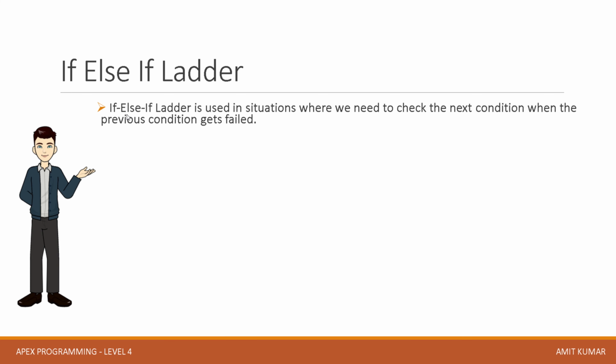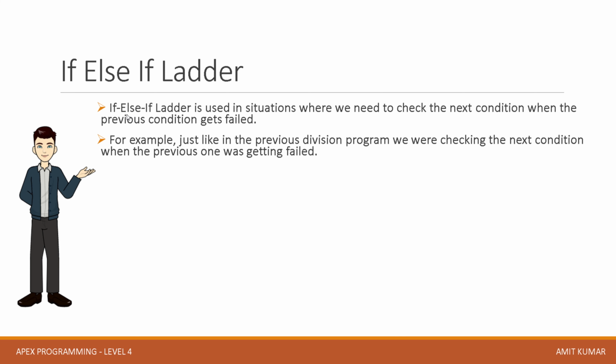If-else-if ladder is used in situations where we need to check the next condition when the previous condition gets failed. For example, just like in the previous division program, we were checking the next condition when the previous one was getting failed. The syntax of if-else-if ladder looks something like this.